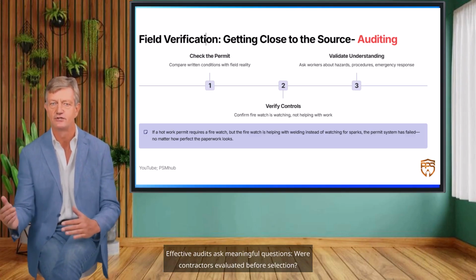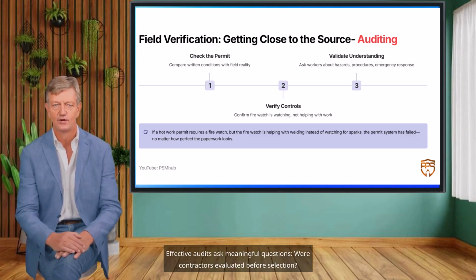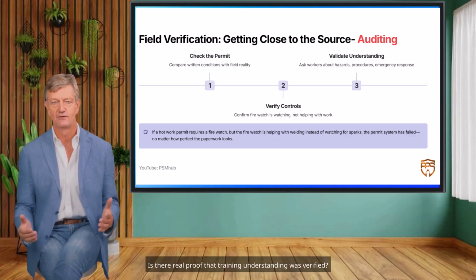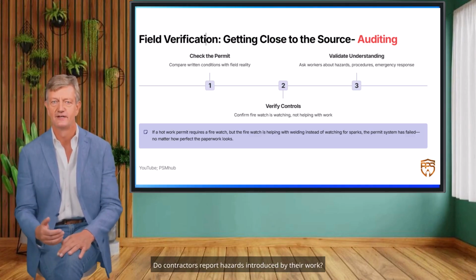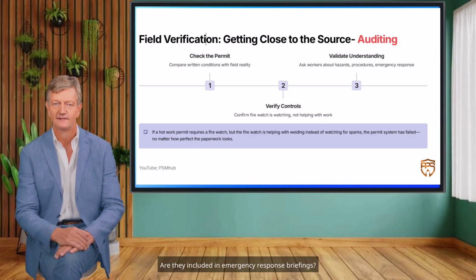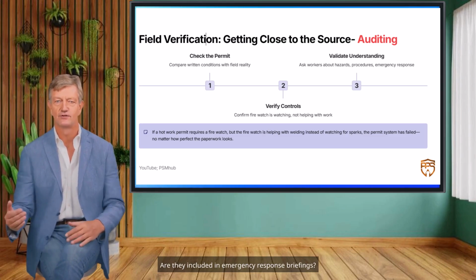Effective audits ask meaningful questions. Were contractors evaluated before selection? Were site-specific fire and toxic hazards explained? Is there real proof that training understanding was verified? Do contractors report hazards introduced by their work? Are they included in emergency response briefings?